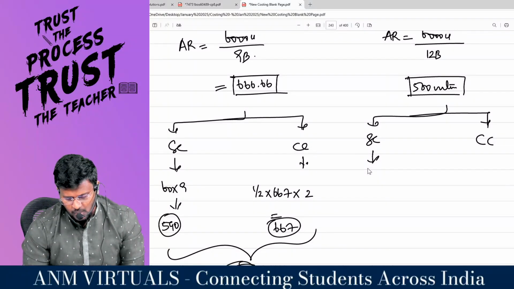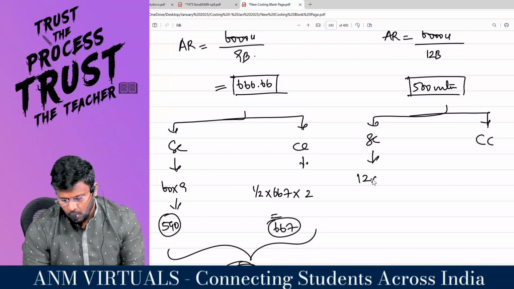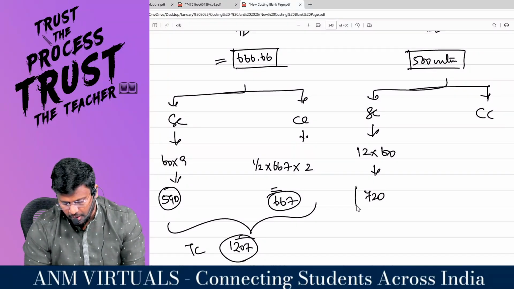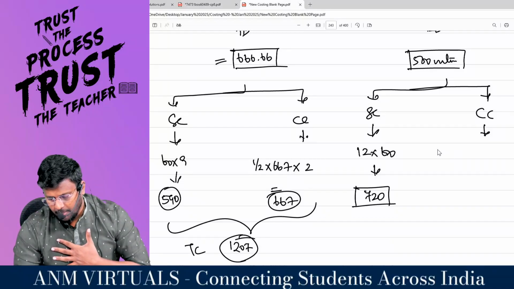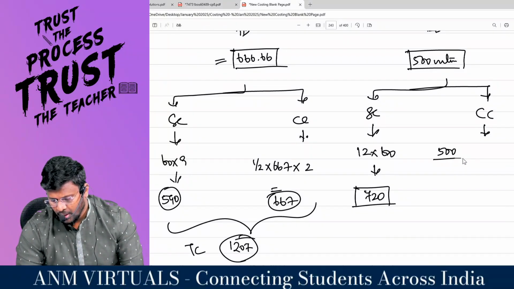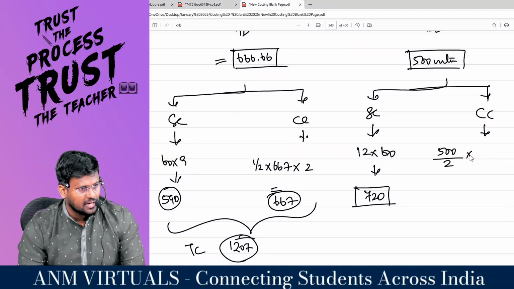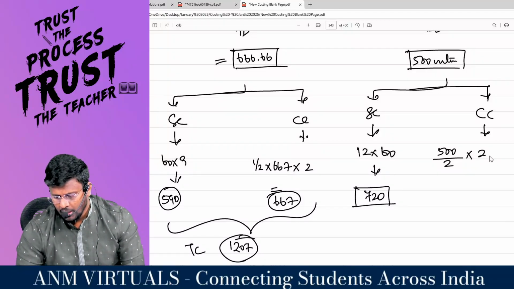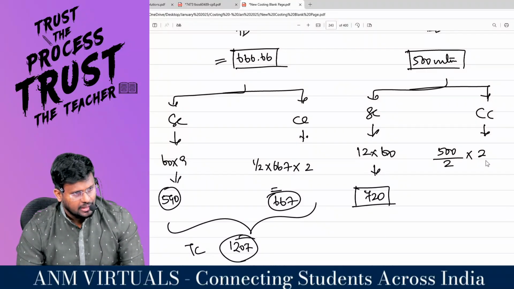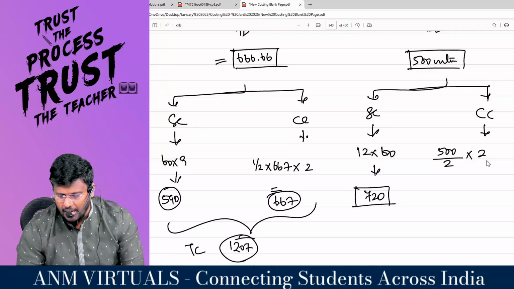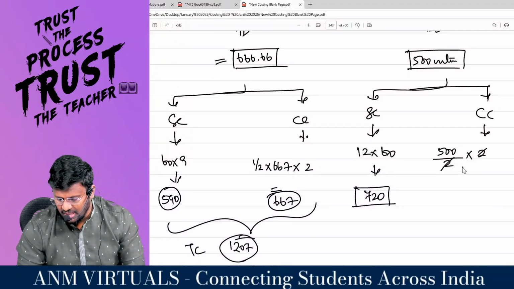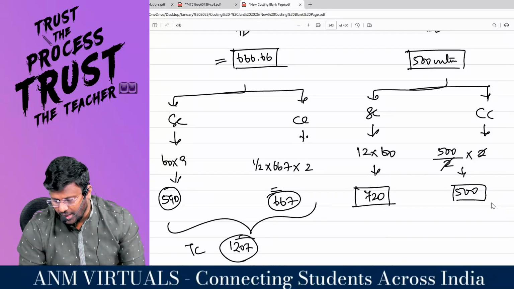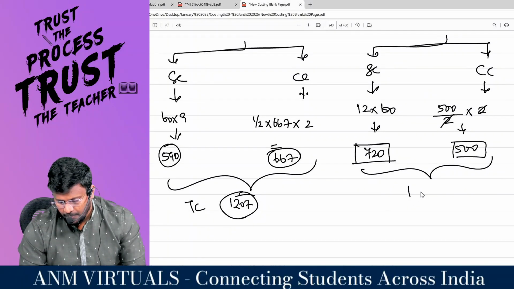Are you all really with me? My setup cost: how many times do I have to set up? 12 batches into 60, 12 into 60, 720. Whereas carrying cost, every time 500 units come out, that means 500 divided by 2. That is average inventory, right, sir? Into 2 is the carrying cost per unit per annum, because I am calculating total carrying cost for the entire year. The 2s get cancelled, you will get 500. So 500 plus 720 comes to 1200.